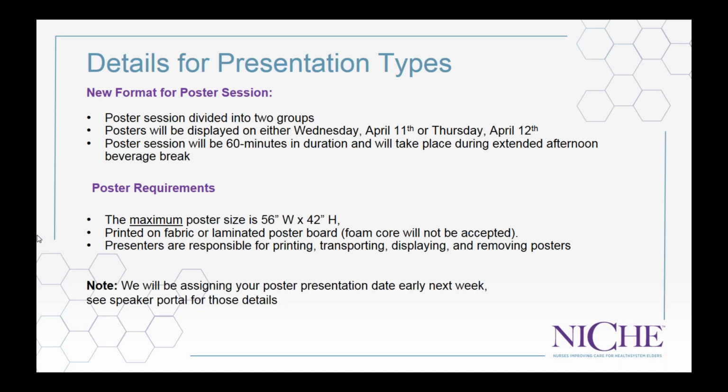So the poster requirements, as Kathy has already touched on: the maximum poster size is 56 inches wide, 42 inches high. Your poster can be printed on fabric or laminated poster board. And again, to emphasize, we will not accept any poster printed on foam core board. The reason behind this is because we have certain types of poster board, and the foam core is just too thick. You won't be able to put a push pin through that.